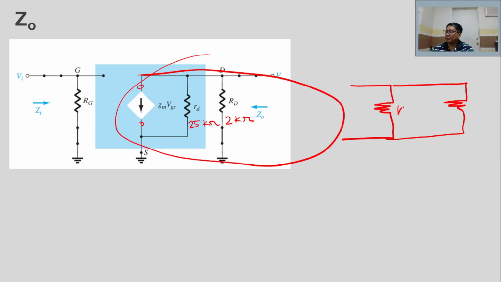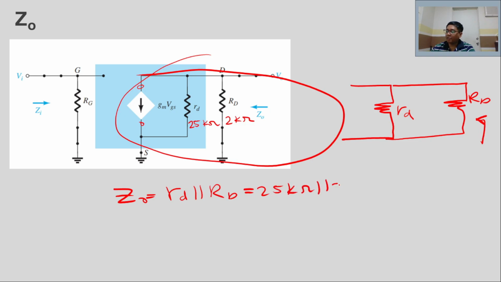We have r sub d and R sub D, which is the external resistor. That's why the output impedance, Z sub O, can be computed by getting the parallel combination of r sub d and R sub D, which is equal to 25 kilo ohms parallel with 2 kilo ohms. Therefore, the output impedance ZO is equal to 1.85 kilo ohms.